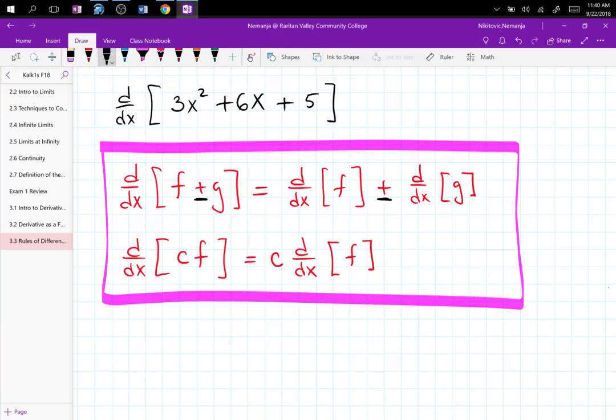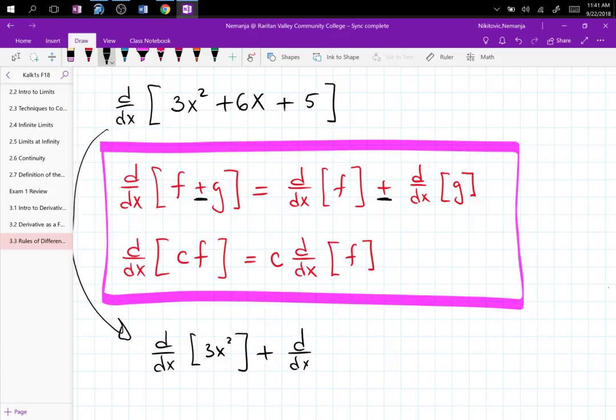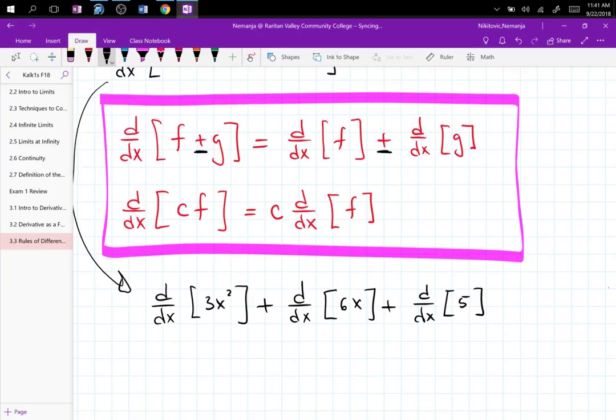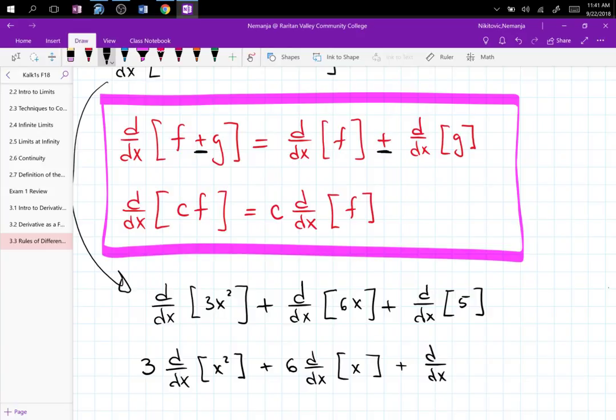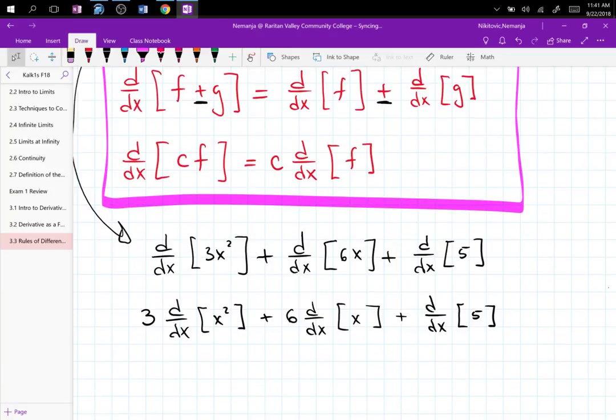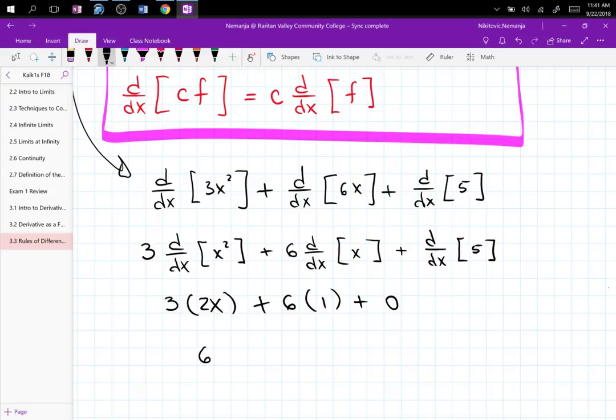Yes. So now, to go back to the problem, I can break this problem down into the derivative of 3x squared plus the derivative of 6x plus the derivative of 5, and then using the second rule, kick 3 outside, and then I'm just focusing on the derivative of x squared, plus kick 6 outside, focus on the derivative of x, and then you just have the derivative of a constant here. So now this is going to be 3 times 2x plus 6 times 1 plus 0. So the total derivative here is 6x plus 6.